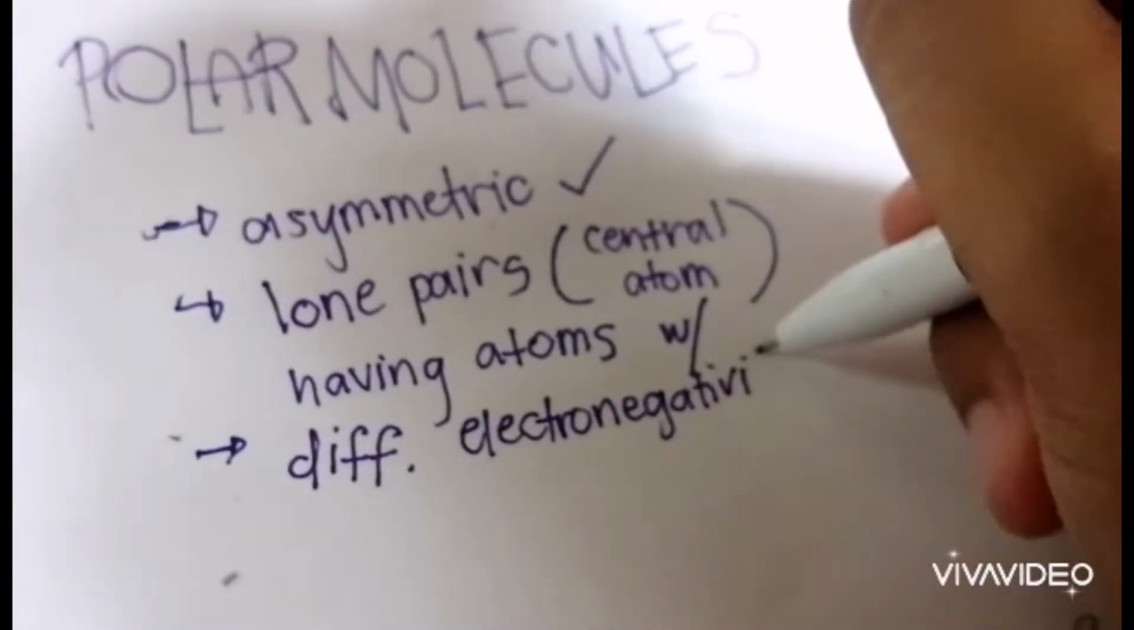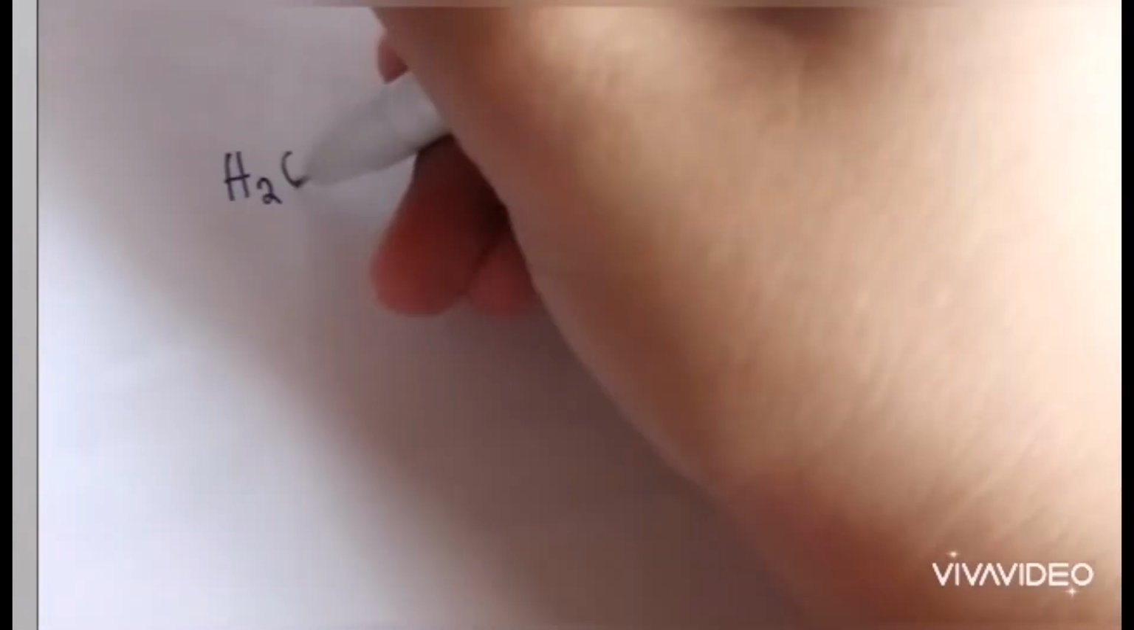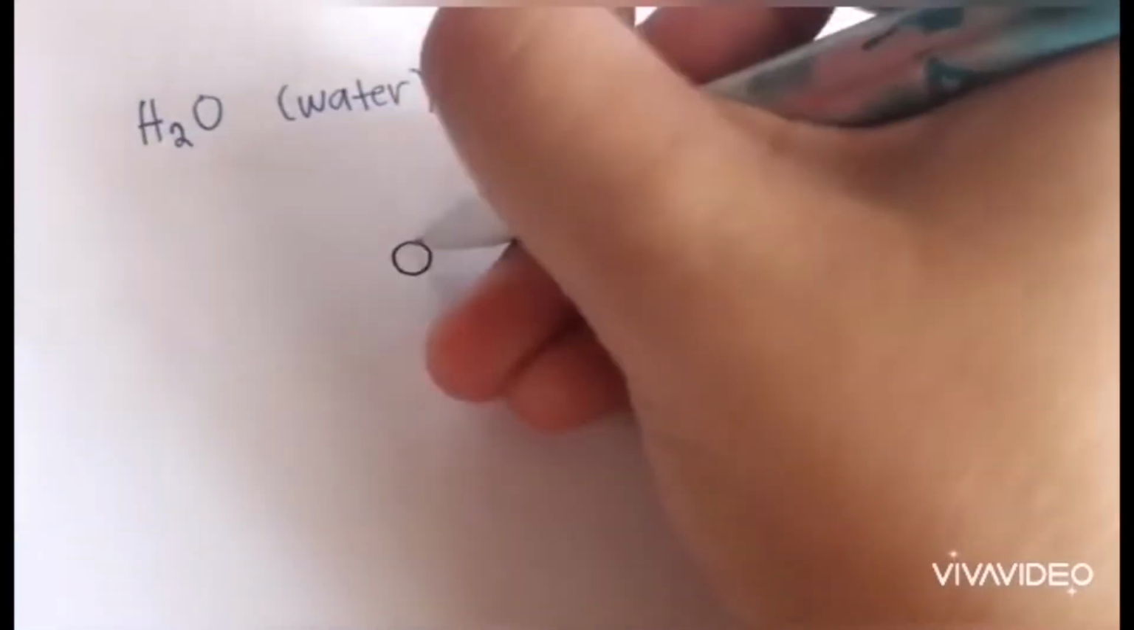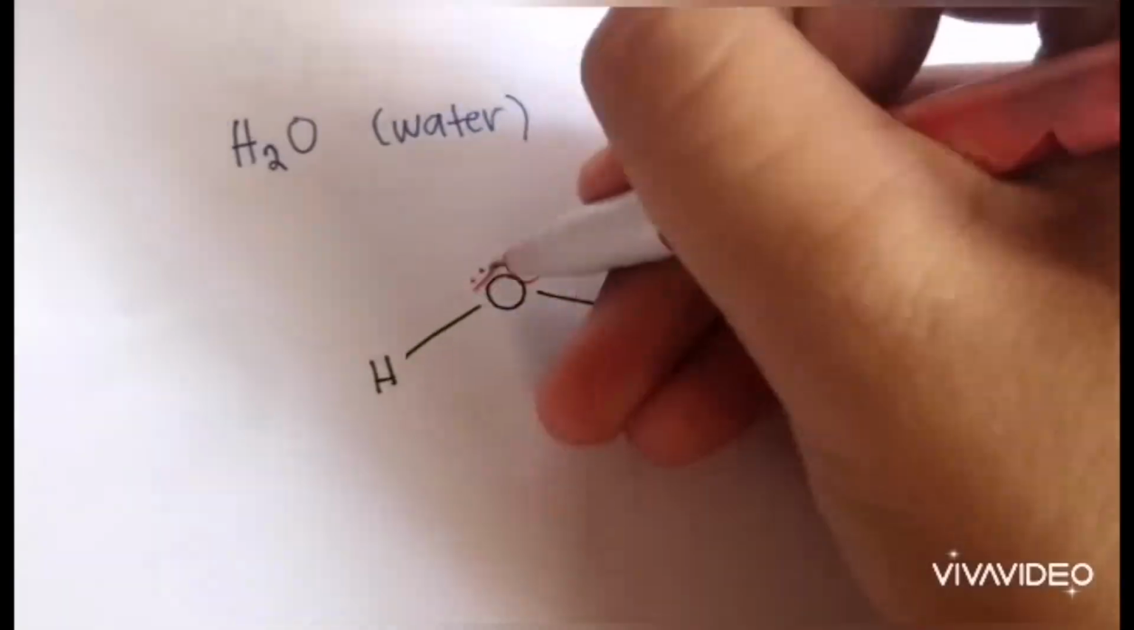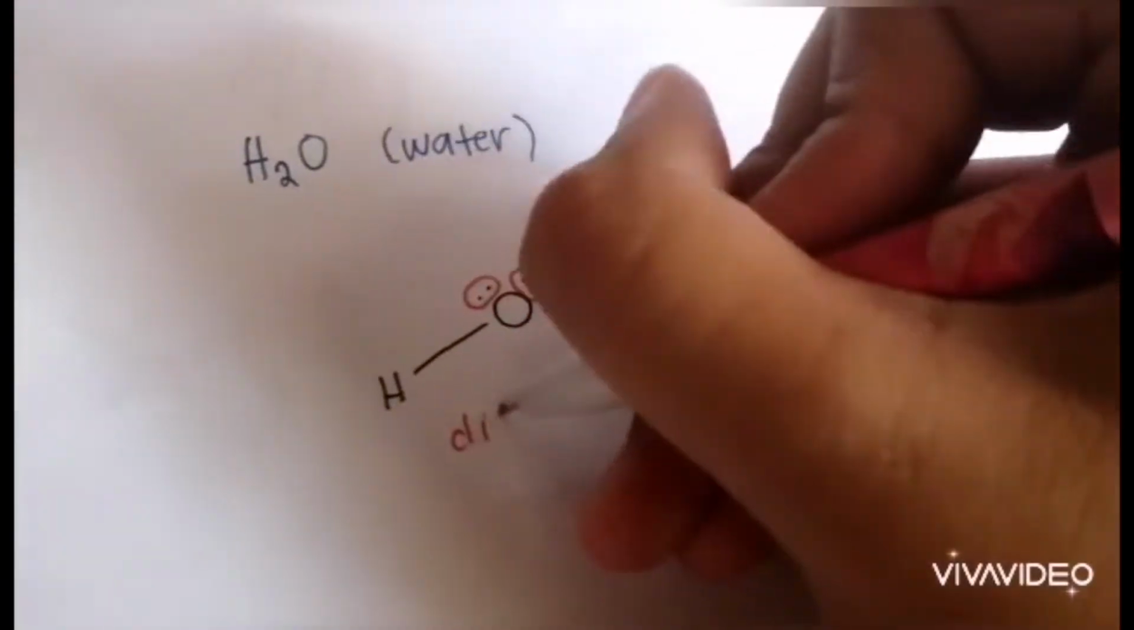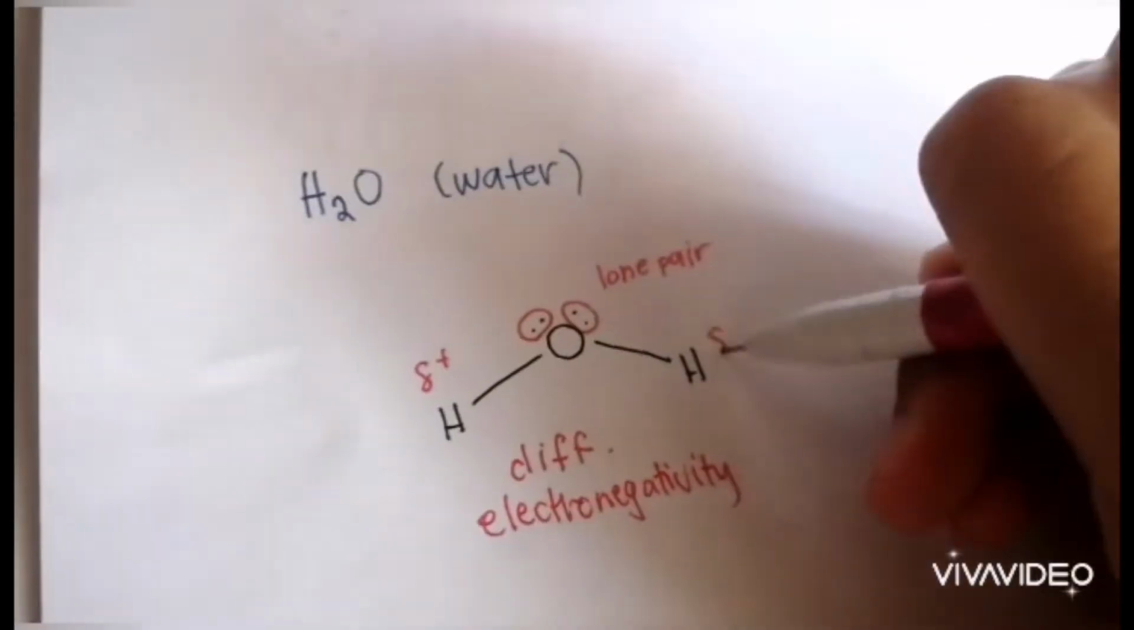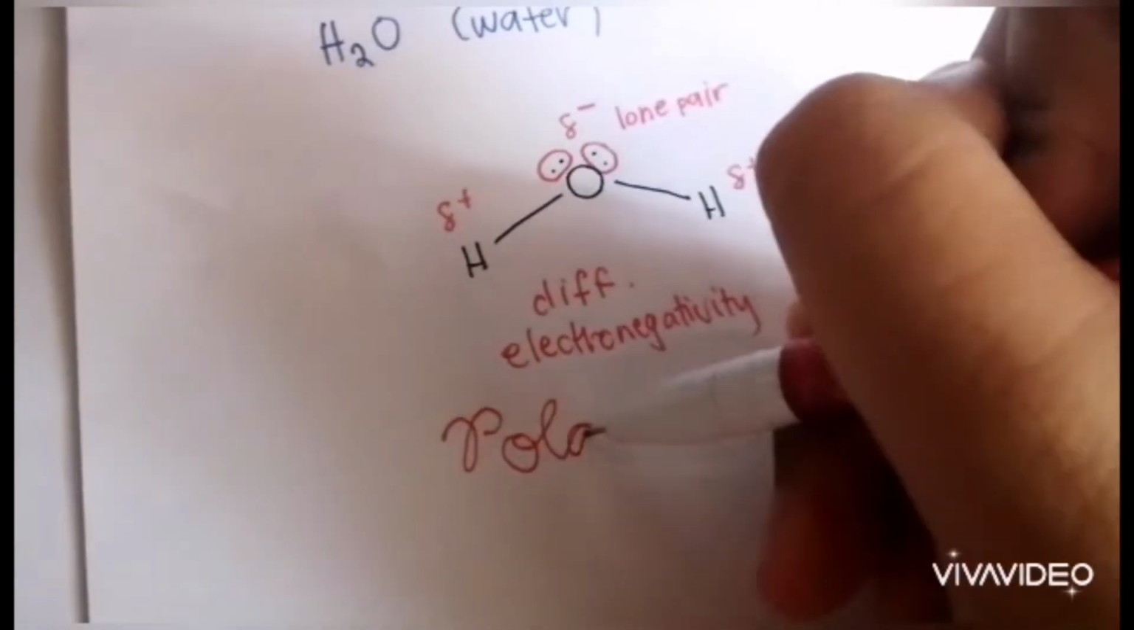Now let's check some examples. Let's say water. Now, water has lone pairs in the oxygen atom, and they have different electronegativities. Therefore, it is a polar molecule.